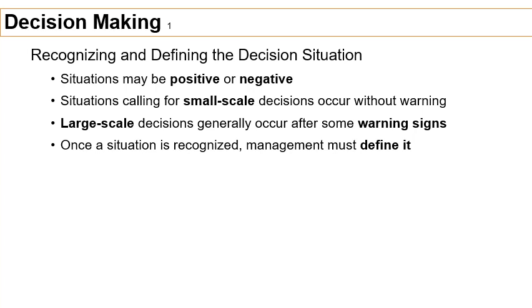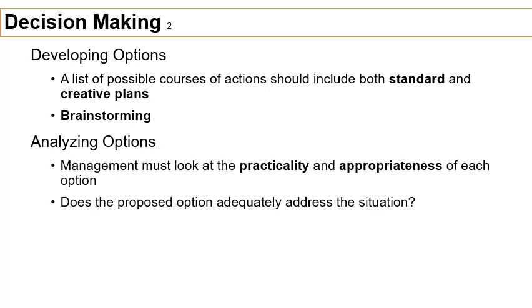But these large scale decisions are usually heralded by warning signs. The problem is your organization listening to the warning signs. So to do that, you're going to have systems in place that enable you to understand what's happening in the environment. Okay, then after we have defined the decision that we are trying to undertake, what we're going to do is we're going to develop the options.